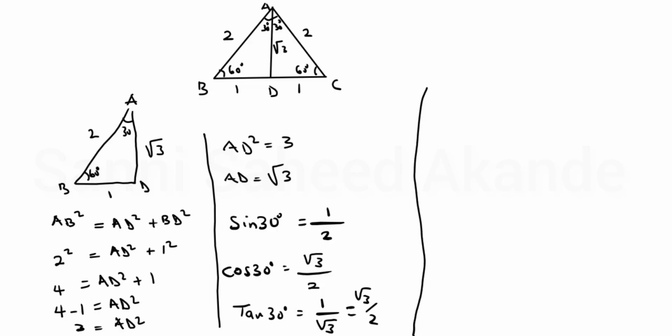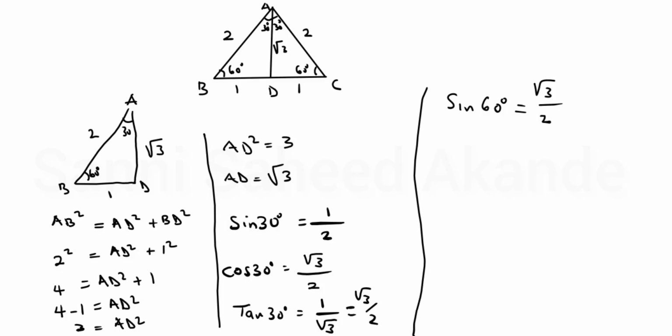Now let's go ahead and find sin 60 degrees. So what will be sin 60 degrees? Now we want to consider this angle, 60 degrees. Where this angle is facing will be our opposite. So our opposite now will be root 3. The adjacent is BD, which is 1, and the hypotenuse remains AB, which is 2. Is that okay? So now what will sin 60 be? Sin 60 is opposite, which is root 3, divided by the hypotenuse, which is 2.